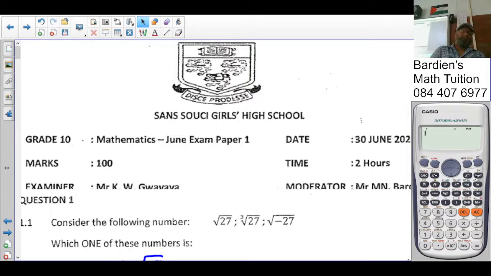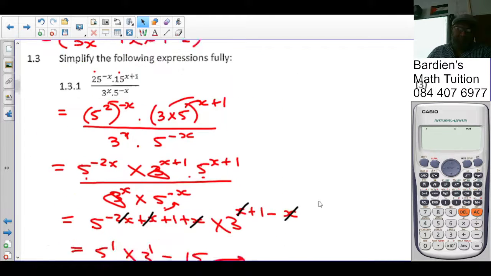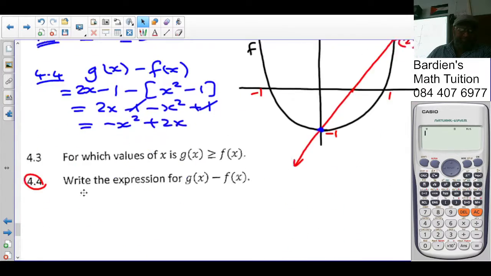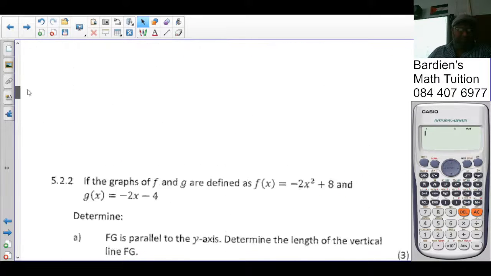Okay, good morning class. So today we're looking at the June paper of 2021, last year's June paper, in preparation for our exams. So we got up until question.